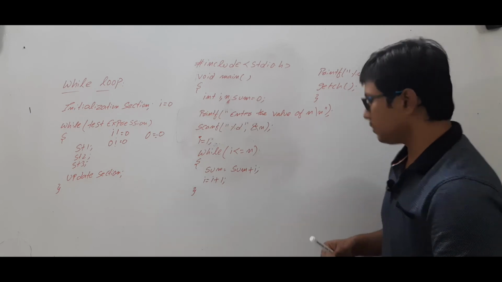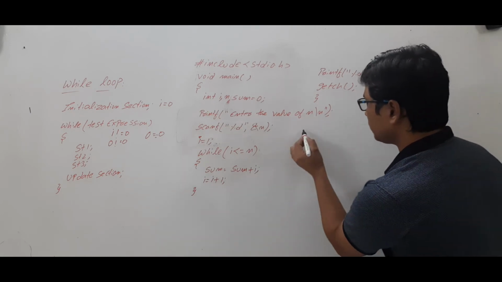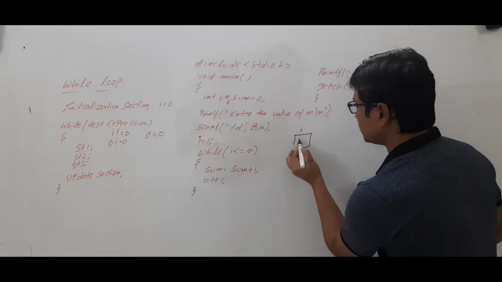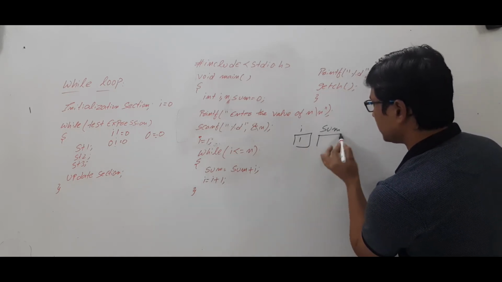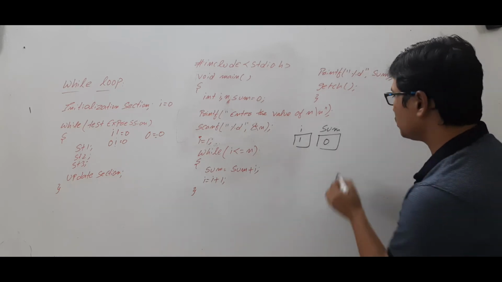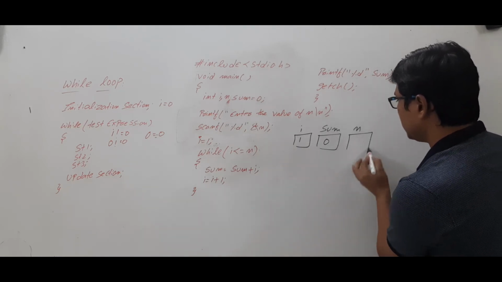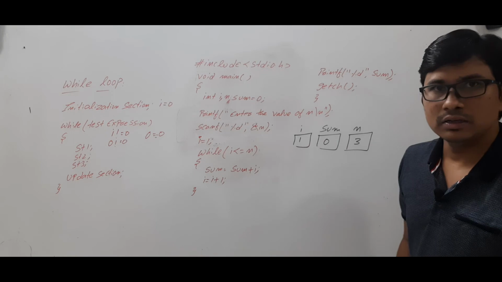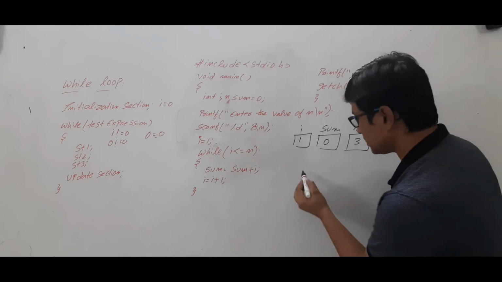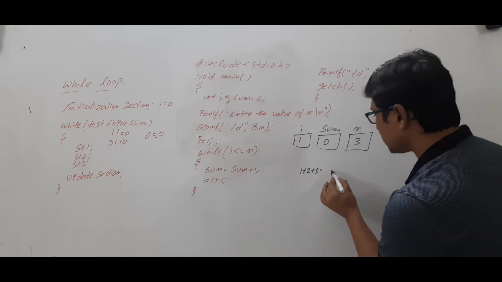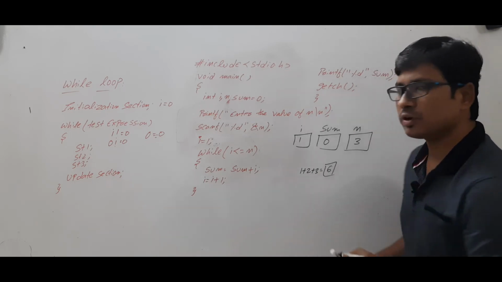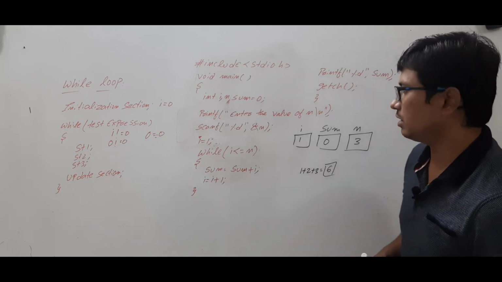To make you understand, let me take the variables. Initially i value is 1, sum is equal to 0. For the n value, let's take that the user has entered 3. He wants to compute the sum of first 3 natural numbers, which is nothing but 1 plus 2 plus 3, which is equal to what? 6. Let's see whether my program is also giving the output as 6 or not.